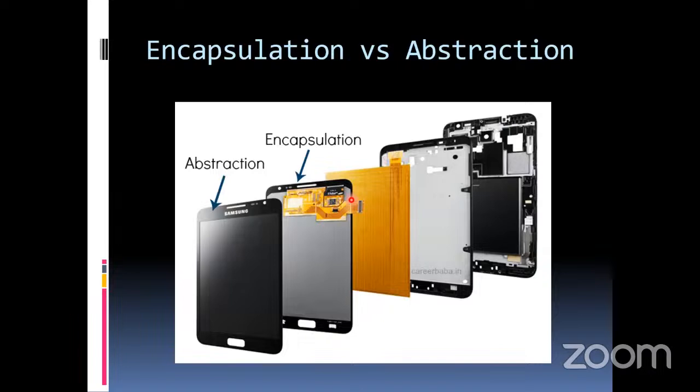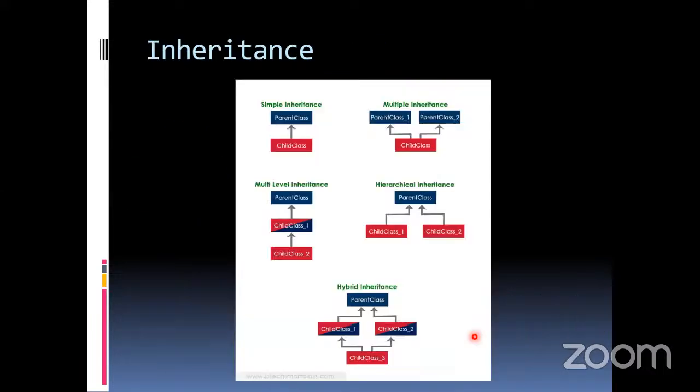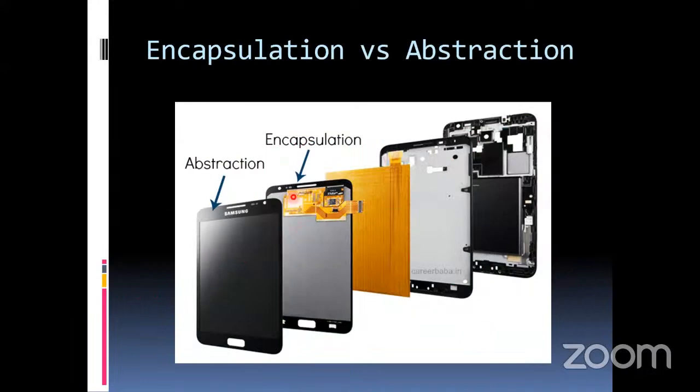See, everyone has a phone in your hand, right? Encapsulation is, what is the term here? It is restricting some data. So this is hiding some data. So what is it restricting? There are so many things inside the physical phone. Before that, let me explain what is abstraction.